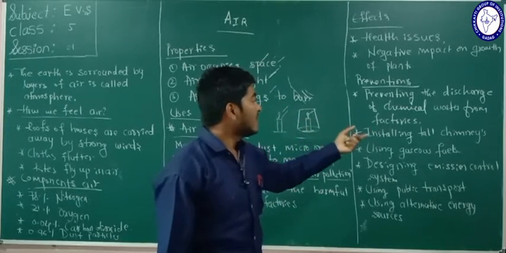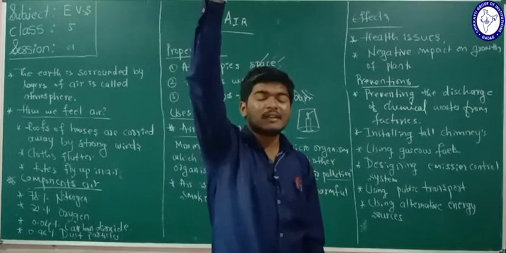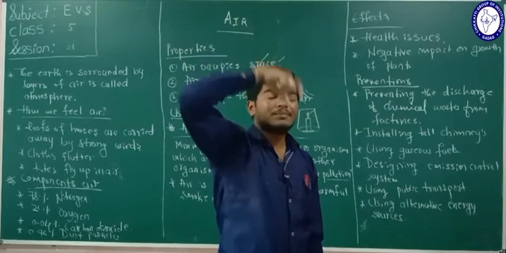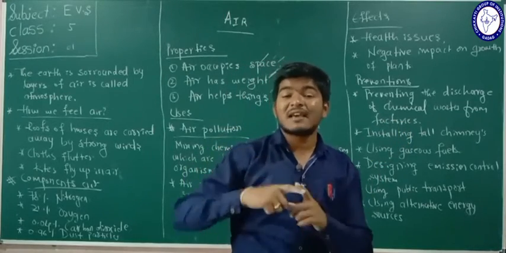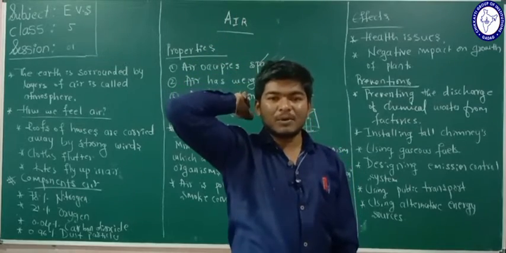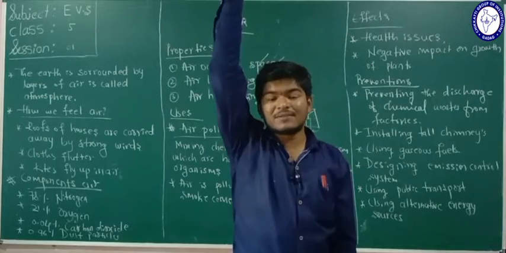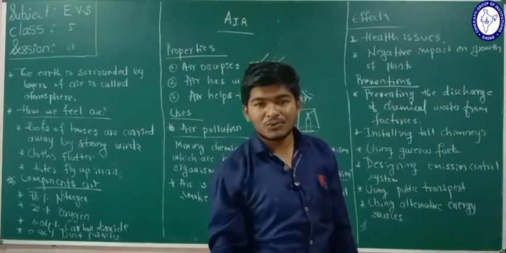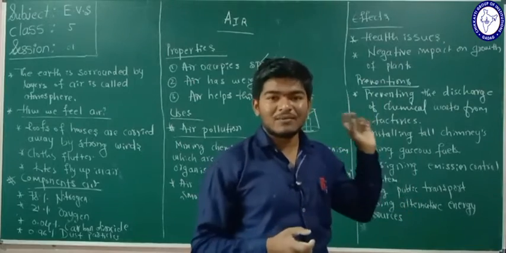And the second is installing tall chimneys. We see that the chimneys in the factories are very tall. Why? Because to control air pollution, the smoke will be released at a higher part above the earth's surface, and that smoke doesn't come towards the earth's surface, so it doesn't affect living beings.